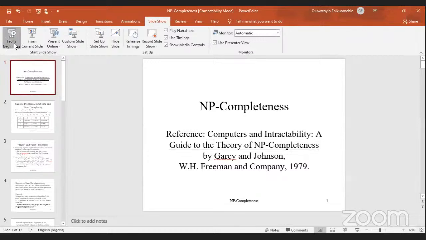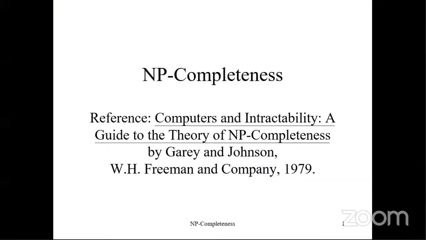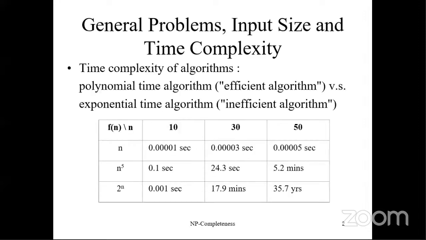Yes, tonight we are going to look at NP completeness. The reference book for this topic is Computers and Intractability: A Guide to the Theory of NP-Completeness, a 1979 book authored by Garey and Johnson, with W.H. Freeman as the publishers. Now we look at the general problems.